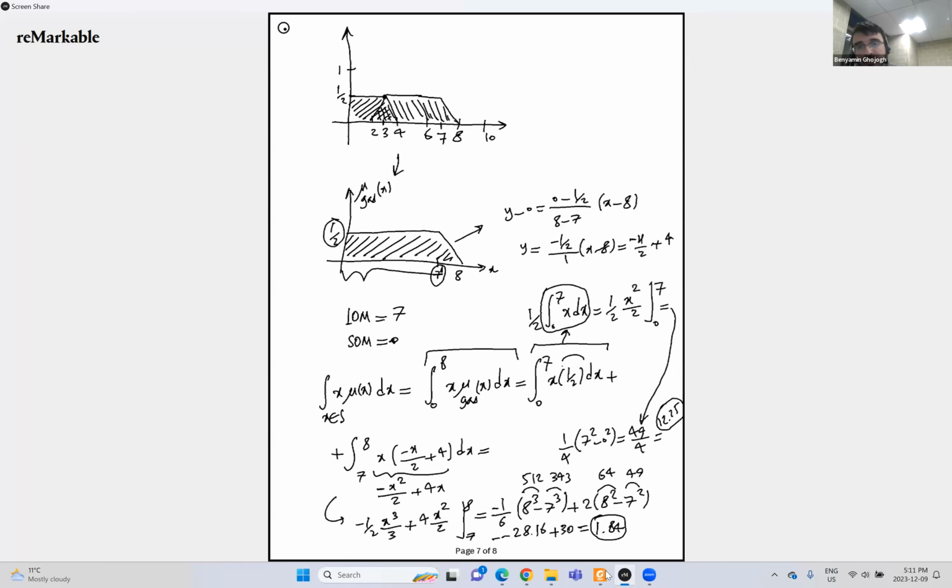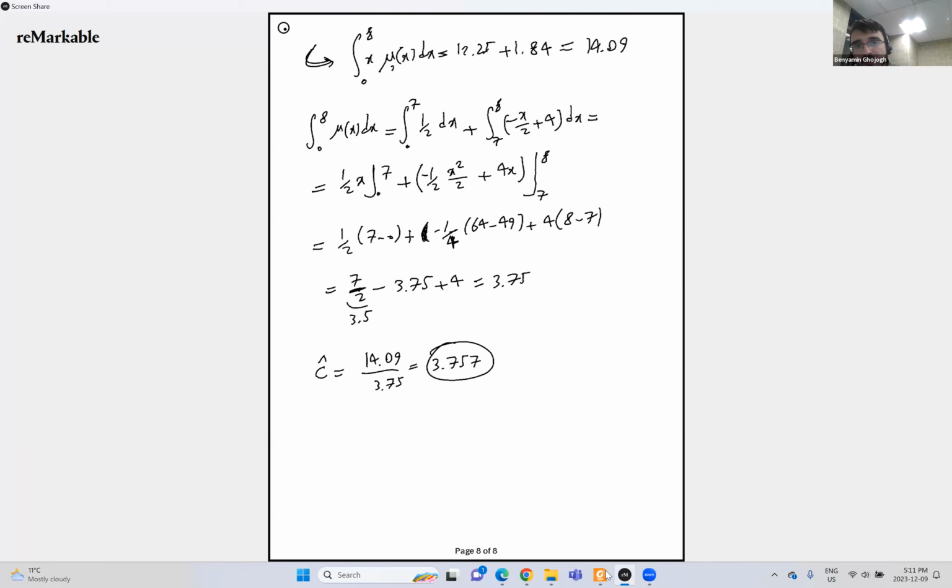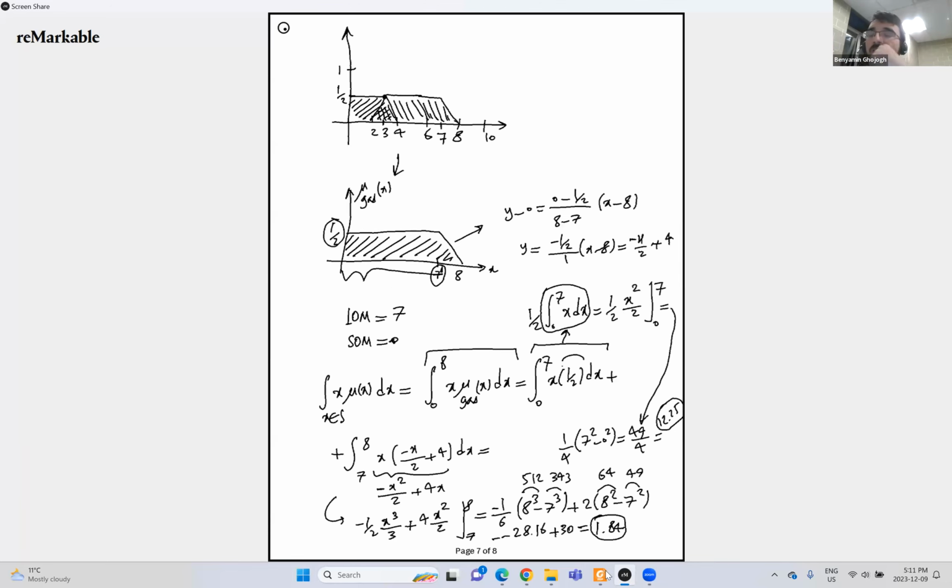Let's see. First off, your defuzzified value has to be in the domain of the output. So here the domain is between 0 and 10. Is it? Yes. Also, usually, as far as I can think of, it has to be in the support set. Otherwise, it doesn't make sense that, for example, we find 9 as a defuzzified value because it's outside of the support set. So it needs to be between 0 and 8. Is it? Yes.